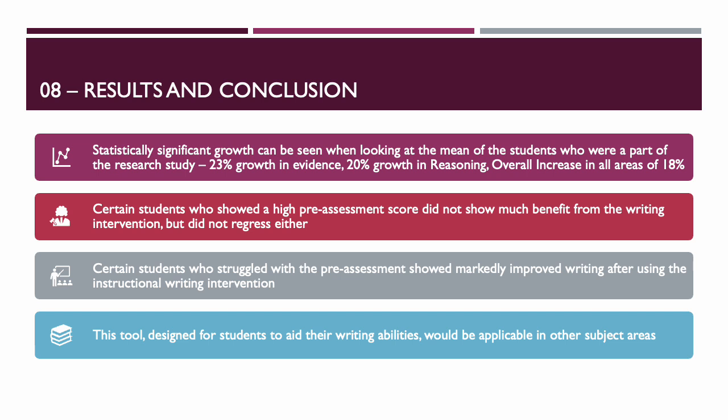Now, certain students who showed a high pre-assessment score did not show much benefit from the writing intervention, but there was no regression either. It is evident that if there was a high pre-assessment score, the likelihood of them maintaining that high score was still going to be present at the conclusion of the post-assessment from utilizing the writing intervention. Certain students who struggled with the pre-assessment showed a marked improvement in their writing skills after utilizing the instructional writing intervention in their response to this given scientific prompt.